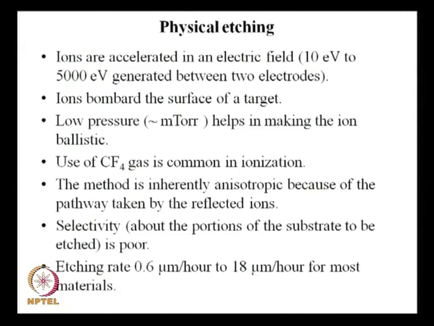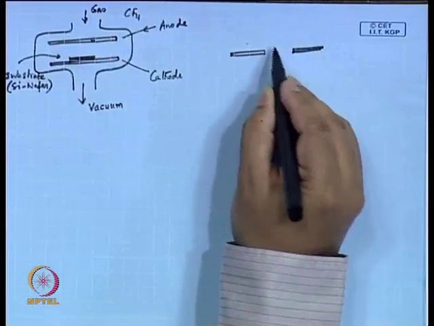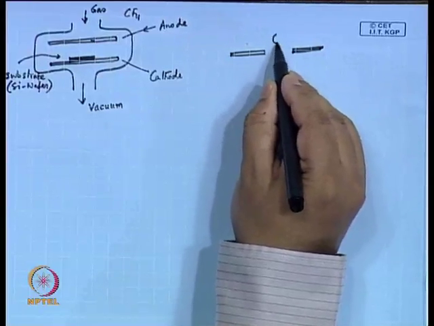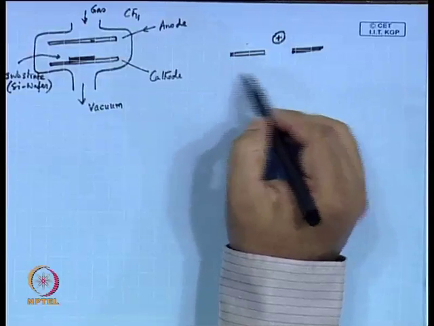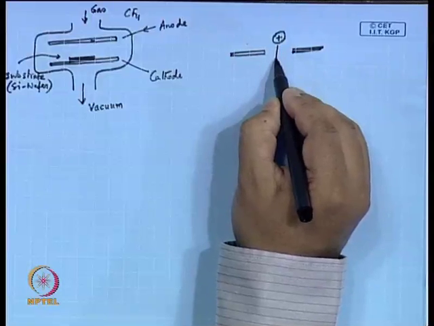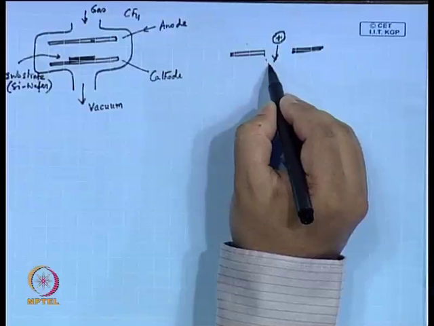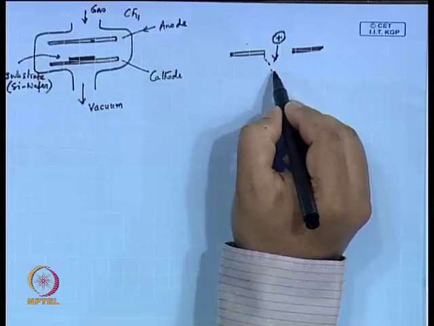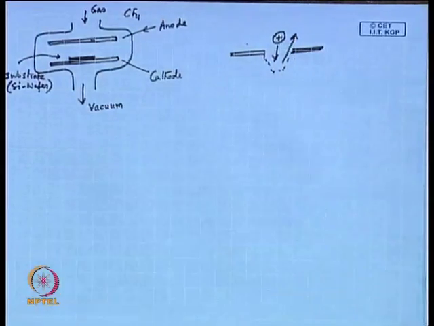That is exactly what I pointed out in the previous note. If this portion is masked and this portion is exposed, and this is the ion that is coming from anode to cathode, because this silicon wafer is sitting on the cathode. So, the plus ion is attracted towards the cathode. It is coming down and chipping away silicon, and when it is reflected, because of the pathway taken by the reflected ions, the method is inherently anisotropic.